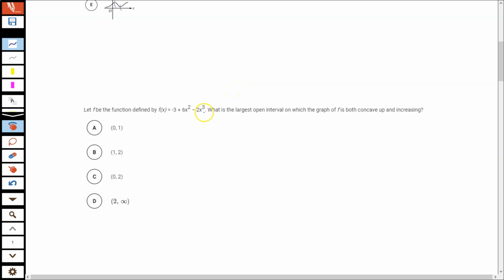Next one is pretty much like the Delta Math, we just make it a little bit harder. We want the largest open interval in which the graph of f is both concave up and increasing. So let's make ourselves some notes here. f double prime bigger than 0 and f prime bigger than 0 is what we want. Alright, so we will take a derivative here.